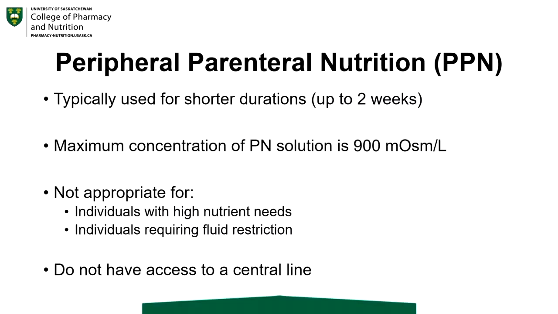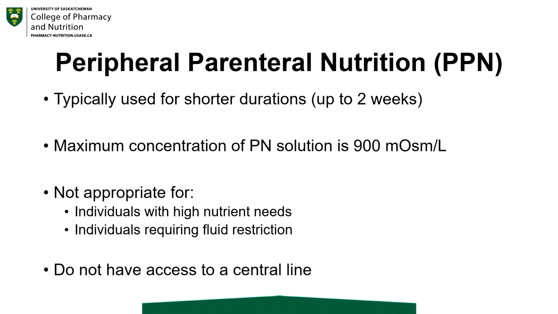PPN is generally used for short-term periods. The concentration or osmolarity of the PN solution cannot be greater than 900 milliosmoles per liter. Otherwise, complications can occur, which will be discussed in video 4 of this series. This means that individuals with very high nutrient needs or those with fluid restrictions may not be suitable for PPN.